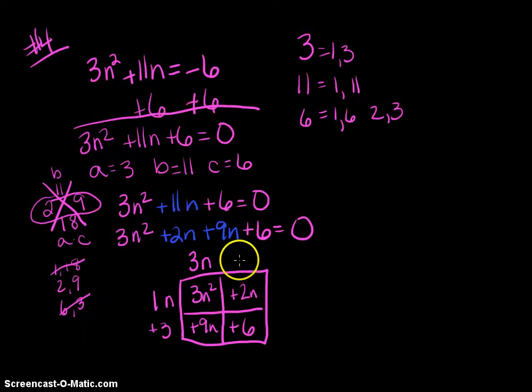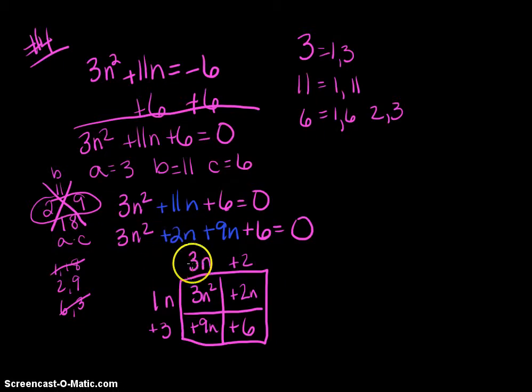And then you go over here and you ask yourself, what's a common factor of 2 and 6? Now, for 2 and 6, the common factor is not 3. 6 divided by 2 is 3, but the common factor that they both have is 2. Okay, so it is positive 2. And you just double check real quick. 2 times 1n, 2n. 2 times 3, 6. 3n times 1n, 3n squared. 3n times 3, 9n. Boom, we're done.